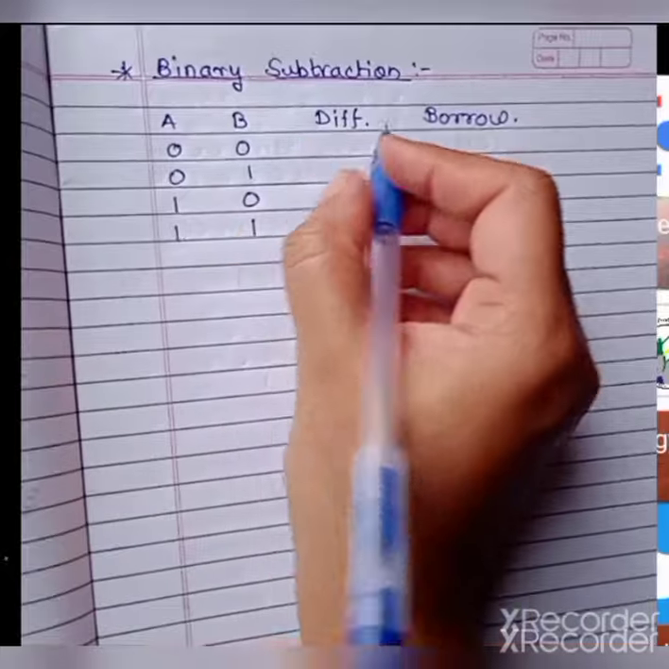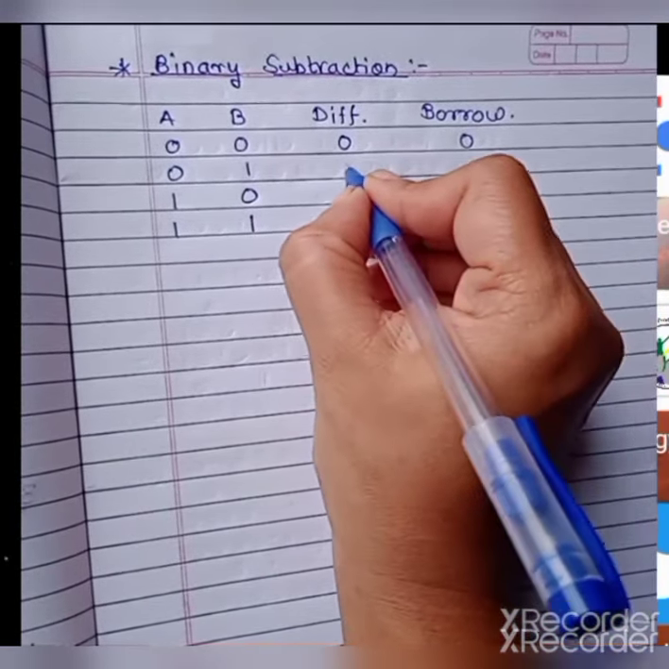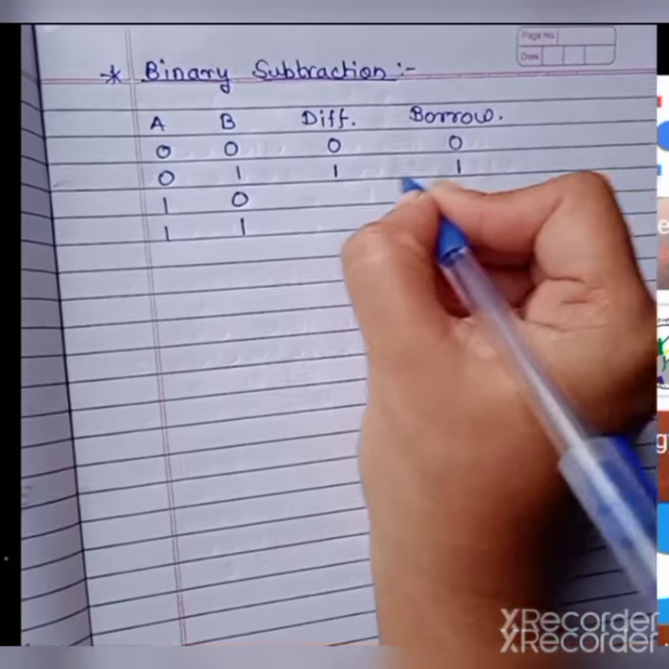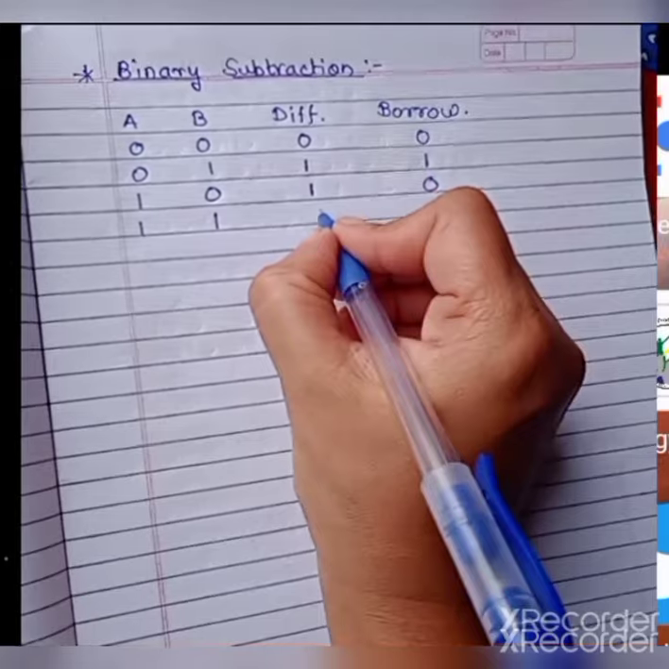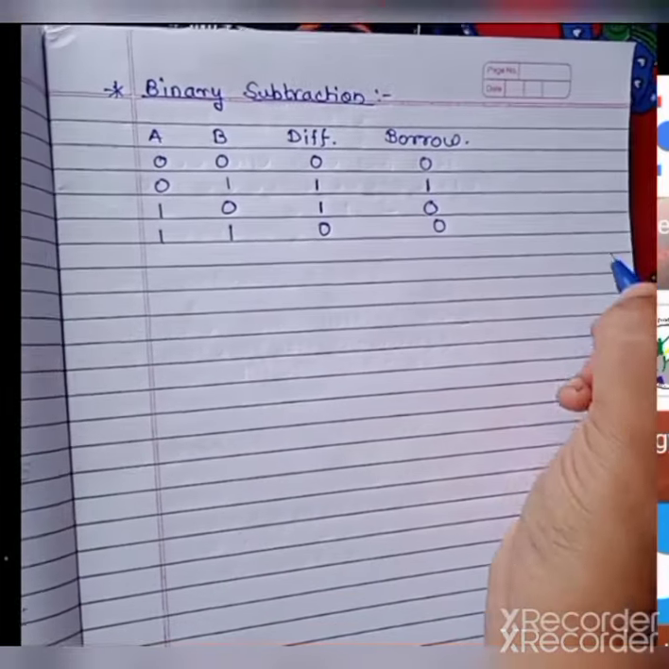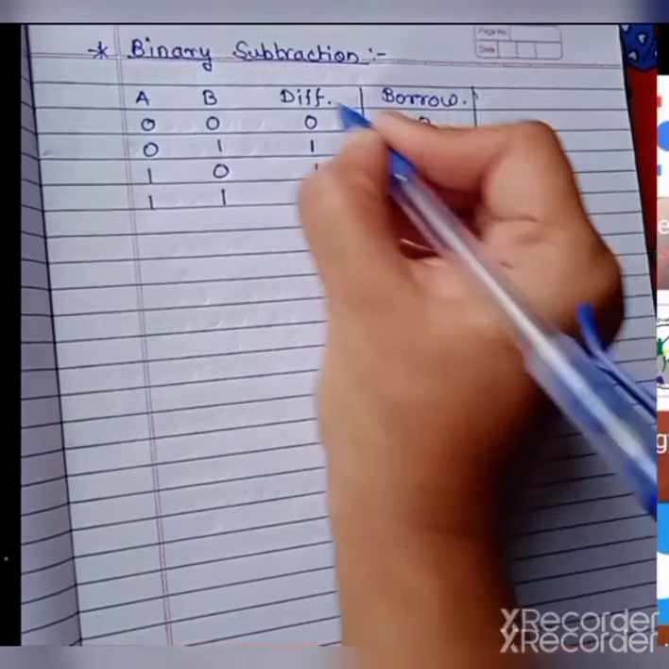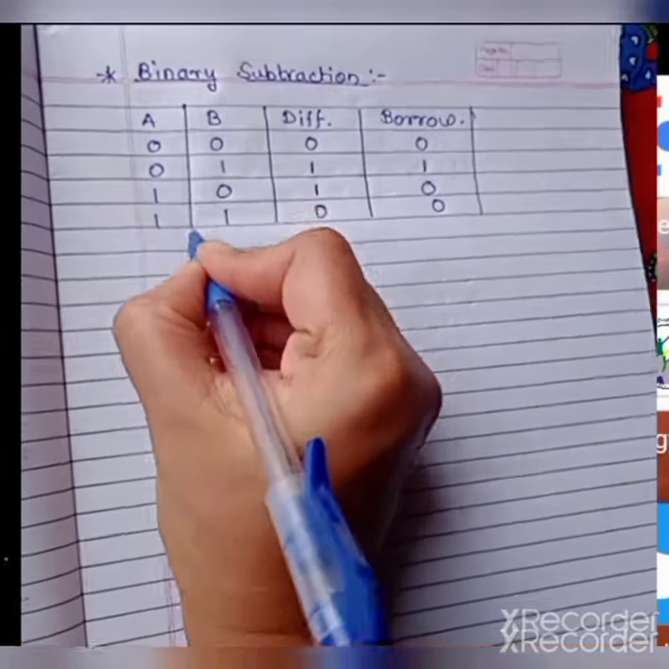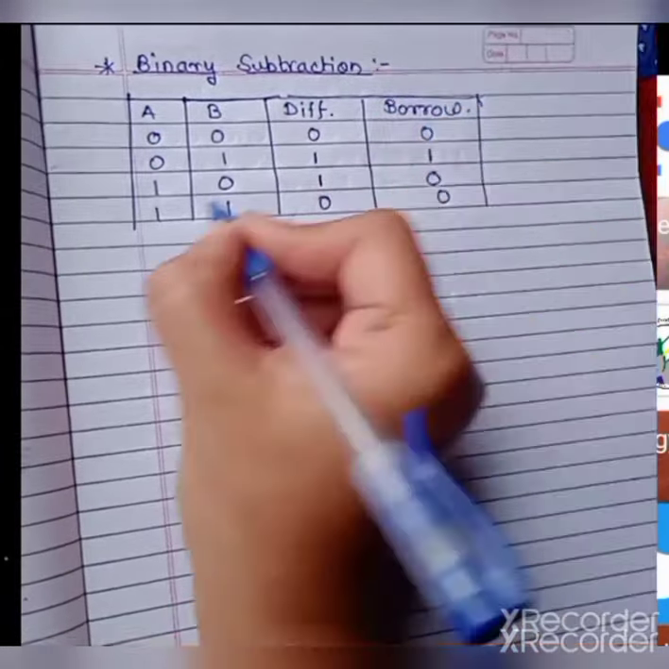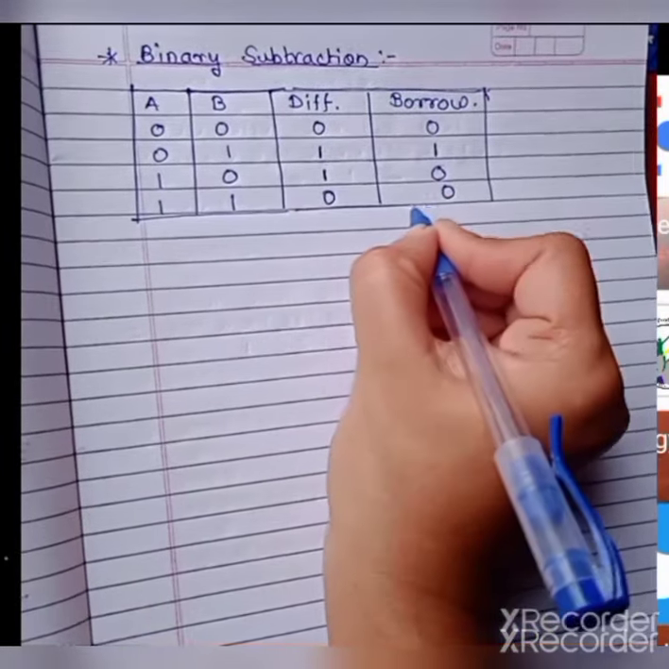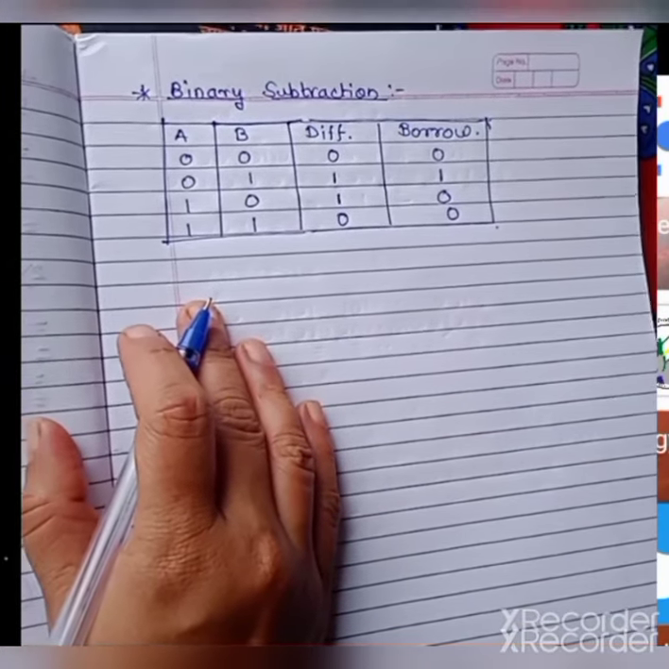For 0 0 difference is 0, borrow is 0. For 0 1 difference is 1, borrow is 1. For 1 0 difference is 1, borrow is 0. For 1 1 difference is 0 and borrow is 0. So these are the rules for binary subtraction. I will provide these rules in handwritten notes. Now this is the difference and borrow.